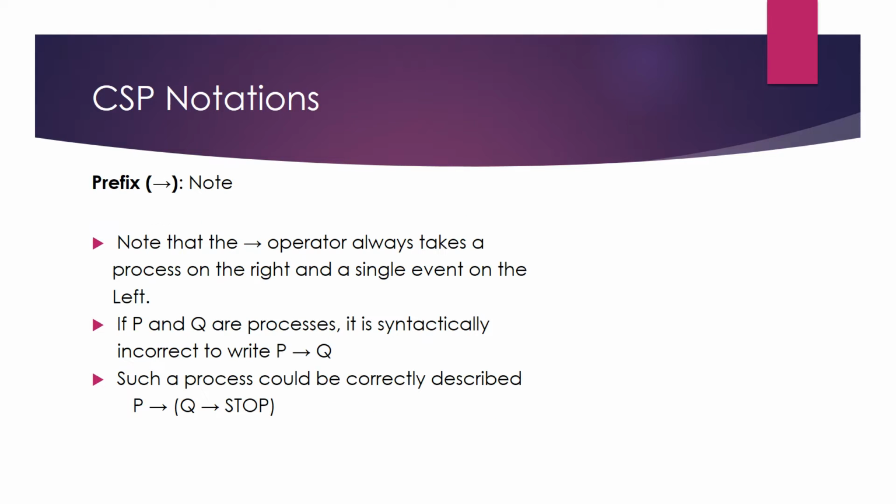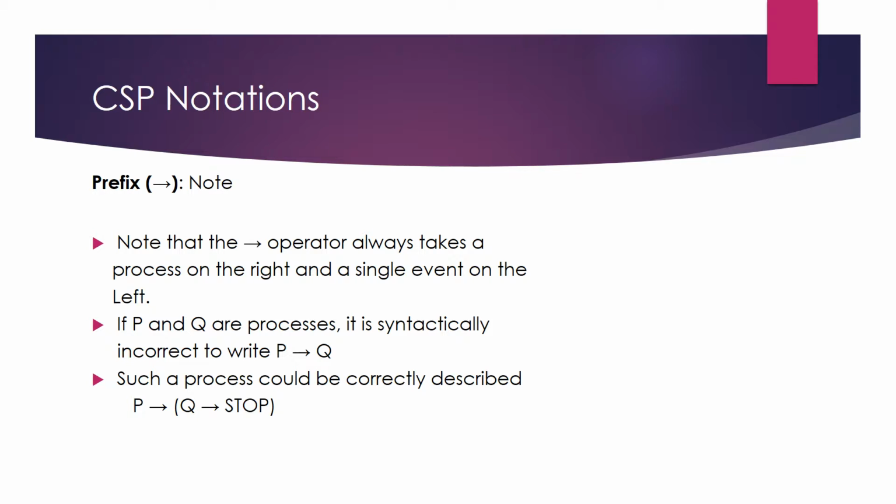So next one, note that the operator which gives the prefix also takes a process on the right and a single element on the left. So it means, say, if you see P is P then Q, if P and Q are processes, such a process could be correctly described.